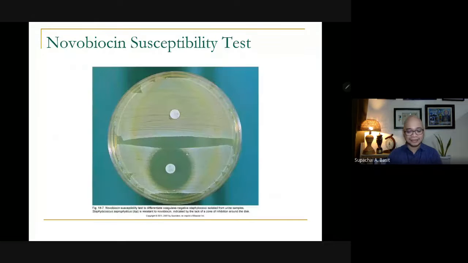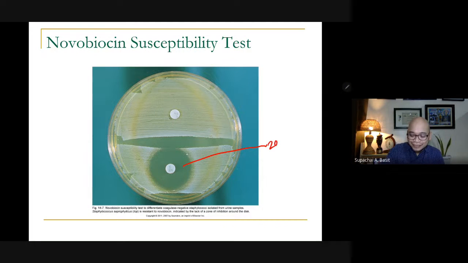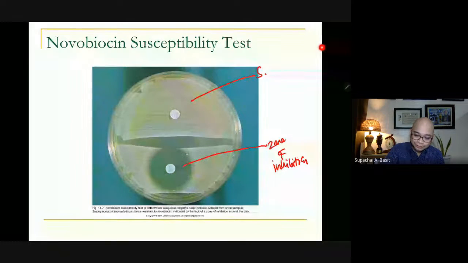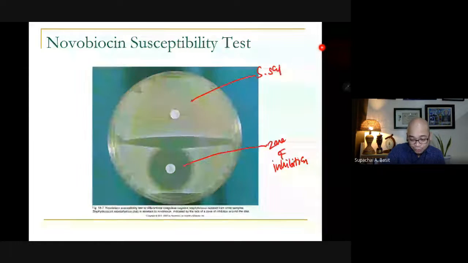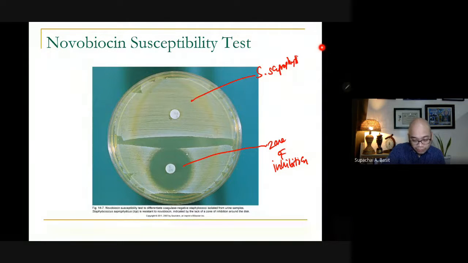Okay? So I took a picture of this. This is an example of the zone of inhibition with novobiocin. So this would be most likely Staphylococcus saprophyticus. And these colonies would be most likely Staphylococcus epidermidis.